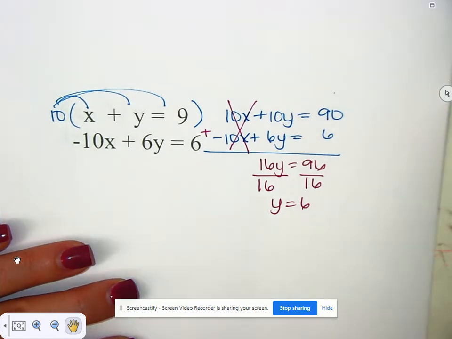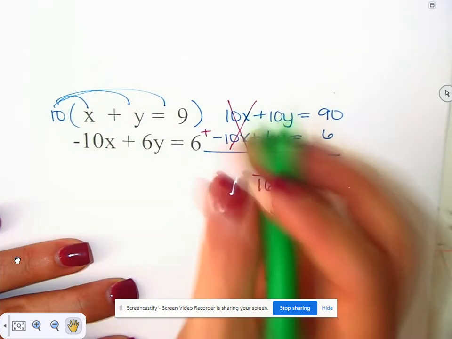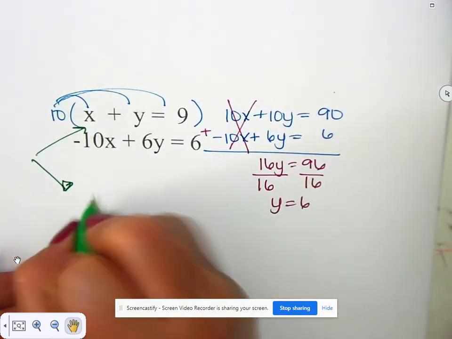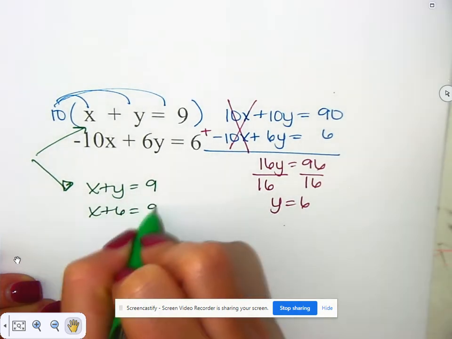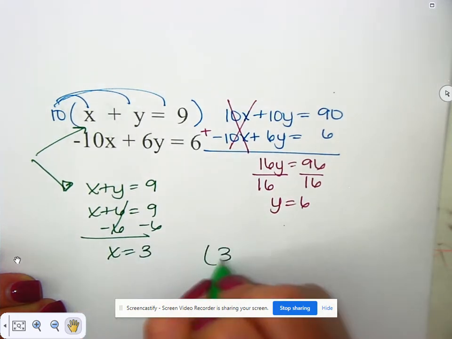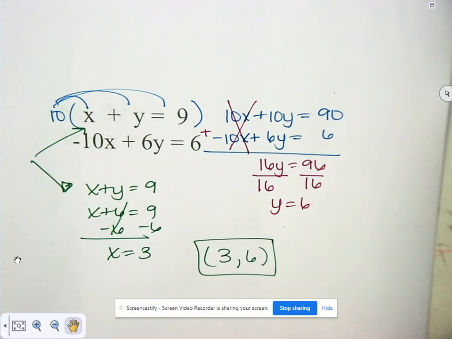Now, when you go to plug back in here, don't go to the multiplied equation. Go back to your general equation, and I'm going to use the top one this time. Okay, so x plus y equals 9 and y is 6. So x equals 3. So our ordered pair is 3, 6. So that's as far as we got in class today.